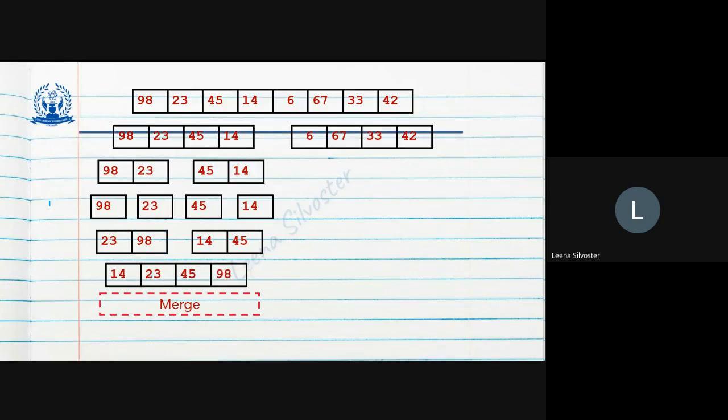So this set is complete. This set is over. We had sorted this subset. Now we will move to the right side subset.